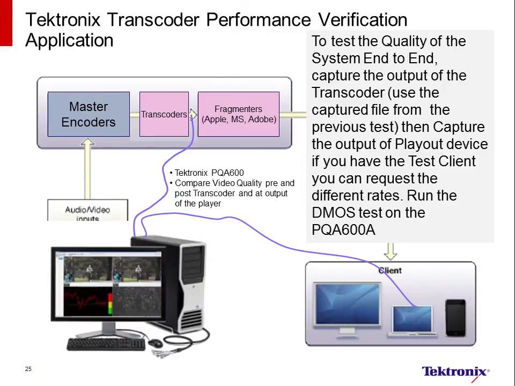Also, if we want to test the performance of a transcoder or an encoder application, we would need a device that is capable of being able to look at the client device and be able to hook up the HDMI to the quality analyzer and be able to look at the actual video quality. The Tektronix PQA600A is an HDMI compliant picture quality analyzer that can actually look at the quality of the video being returned from a client device.